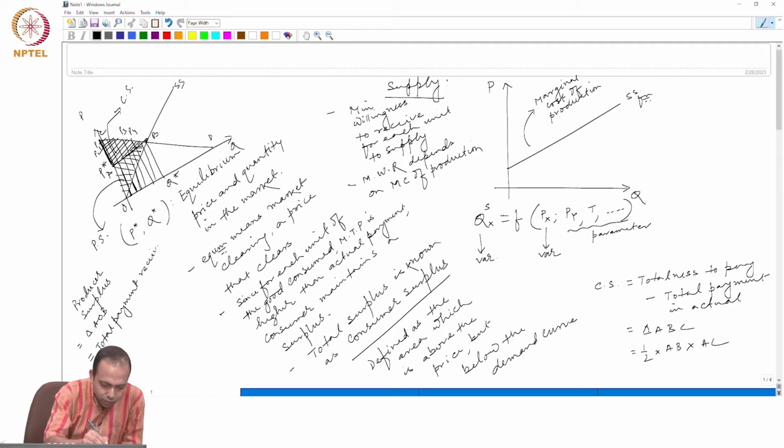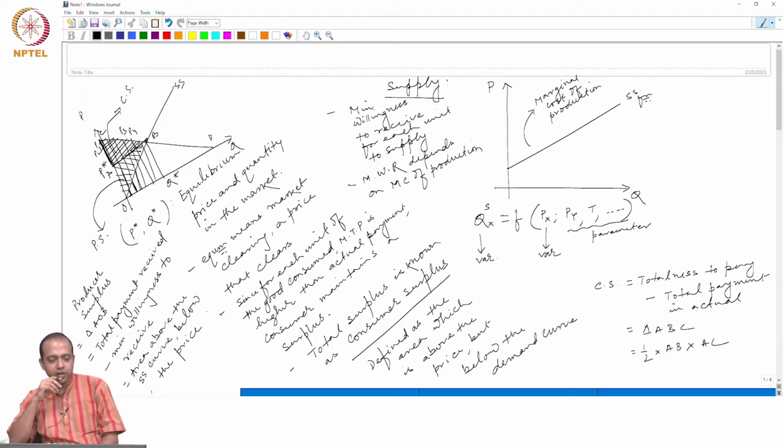So total payment received minus minimum willingness to receive. That means the area above the supply curve, below the price line. Area above the supply curve but below the price. That is how we define producer surplus.